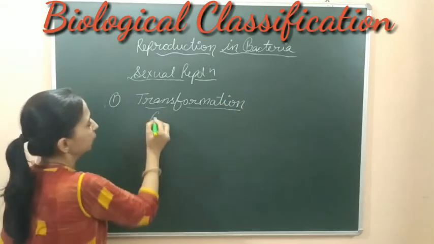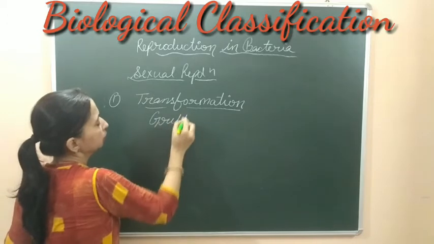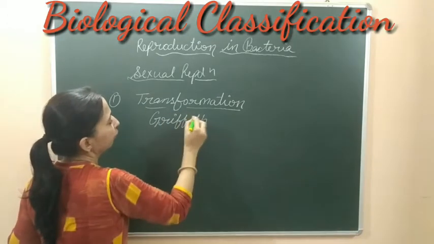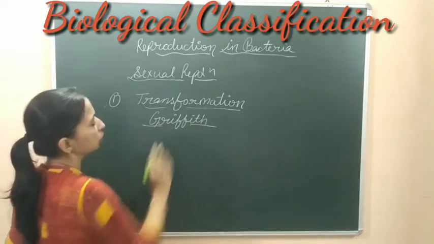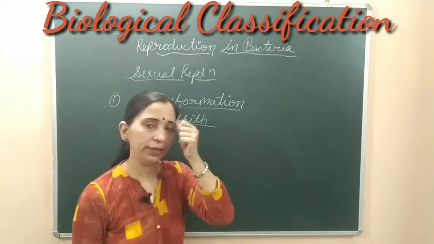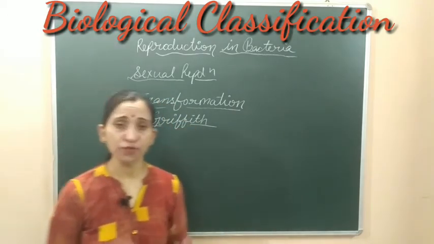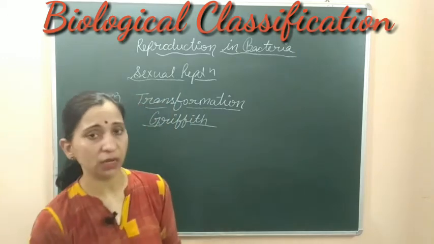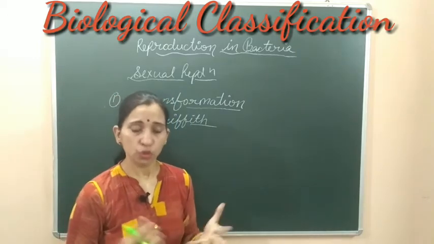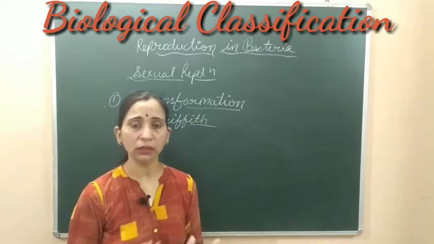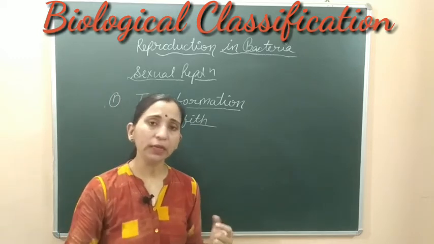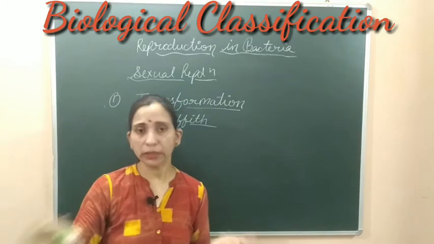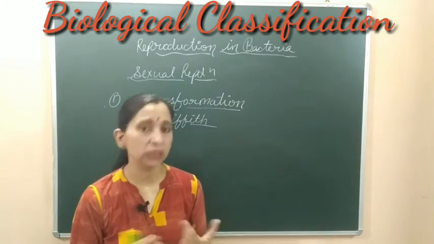The name of the scientist who explained this method is Griffith. Griffith explained this method of reproduction in the bacteria, transformation. In the transformation, the bacterial cells take the genetic material or the DNA from its surrounding. So this is the method of reproduction where the genetic materials come inside or are taken by the bacterial cells from its surrounding.